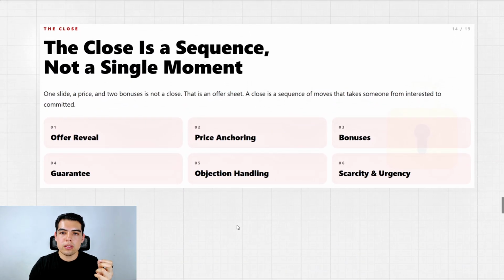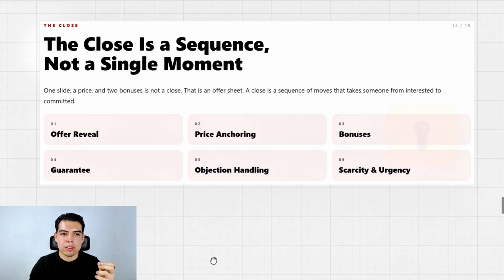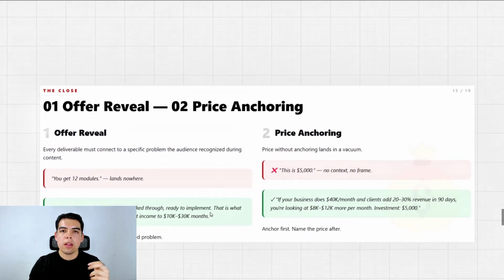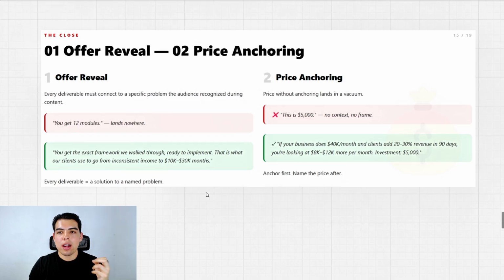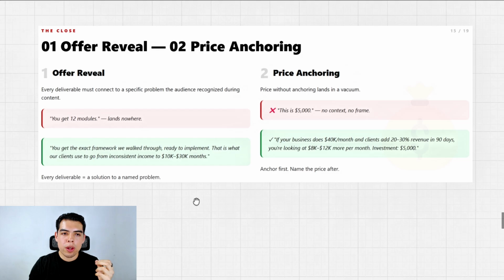Most coaches think of the close as the part where they present the offer, one slide with the deliverables, a price, maybe a bonus or two. A close is actually a sequence of moves that takes someone from interested to committed. Here's how that sequence is built. First, the offer reveal. This is where you state what you sell and describe what it includes. But the way you describe each deliverable matters more than what you include.